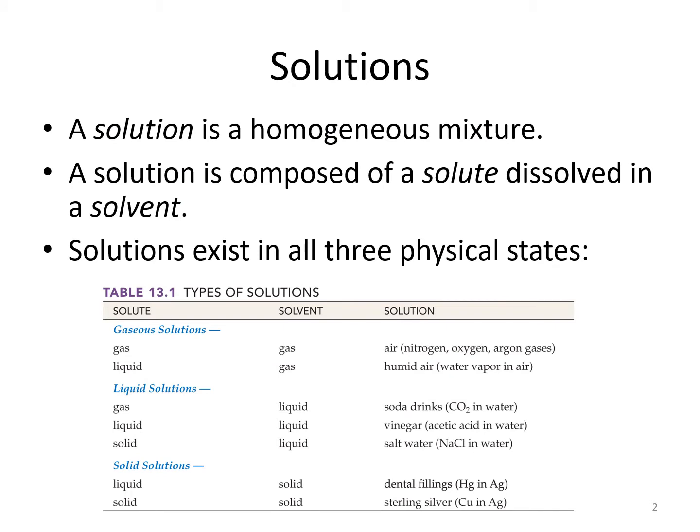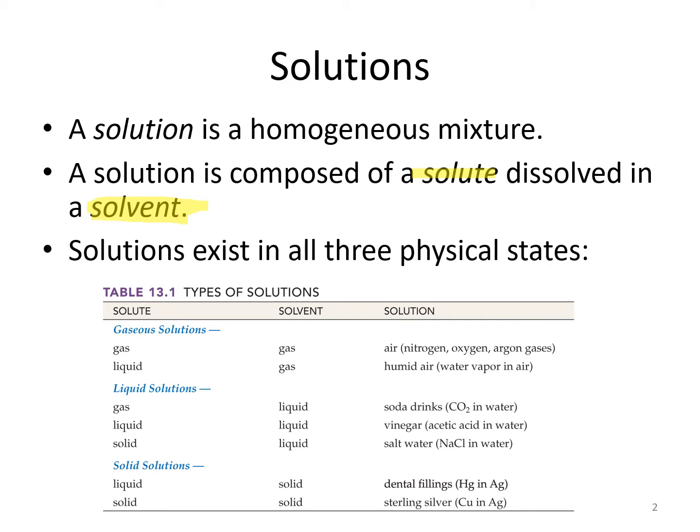So a solution is a homogeneous mixture. Solutions consist of two parts. You have a solute, which is the thing that is being dissolved, and you have a solvent. The solvent is the thing that is doing the dissolving. So in terms of amounts, solute is the thing that you have less of, solvent is the thing that you have more of. And by less and more, I'm talking about number of moles.